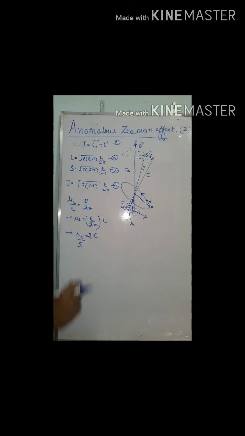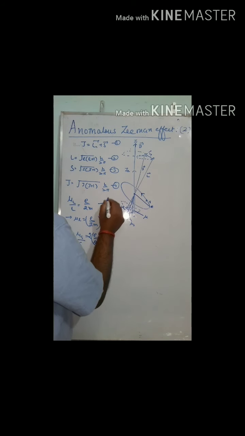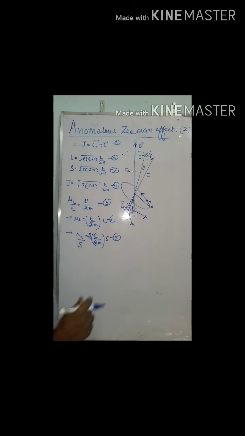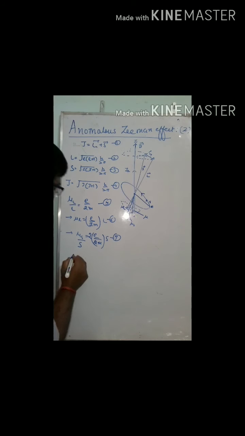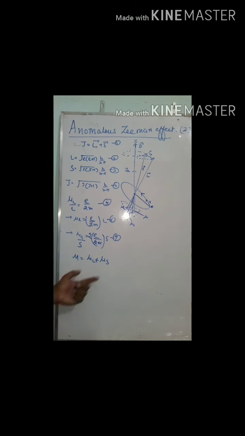The gyromagnetic ratio for the spin component is twice that of the orbital component. So mu S upon S is 2 times e upon 2m into S. Now if I want to calculate the total magnetic moment, mu will be equal to mu L plus mu S.